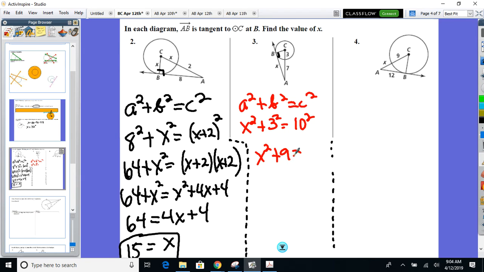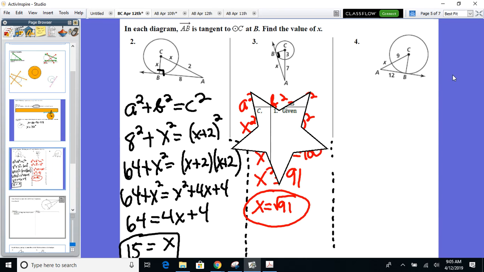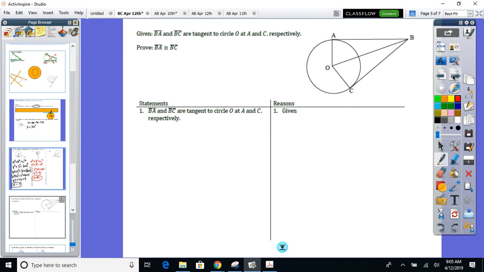X squared plus 9 equals 100. Please don't tell me x squared equals 81. That's not how you subtract 109. 91. Why do I feel like there's a little confusion here? Or are you just waiting for my directions at the end? Just leave it as the square root of 91. You can't break it down, and I don't want to see decimals, so that's it. All right, we'll save 4 for another time because we need to get to our little proof here.